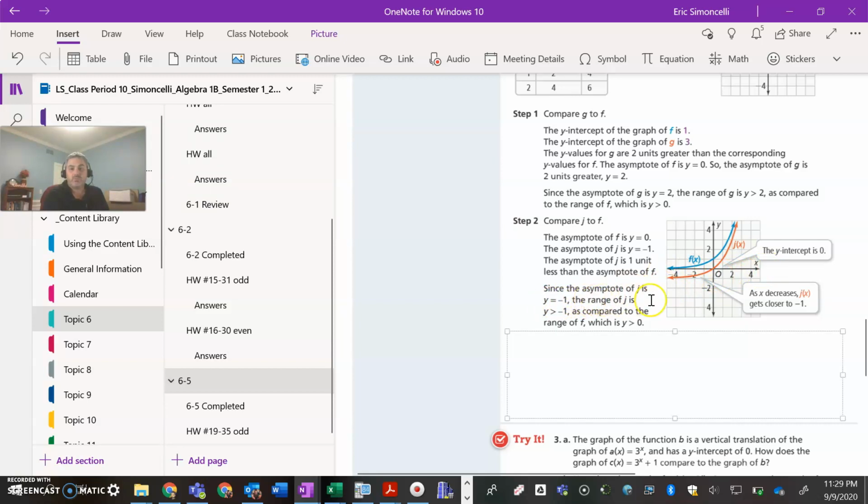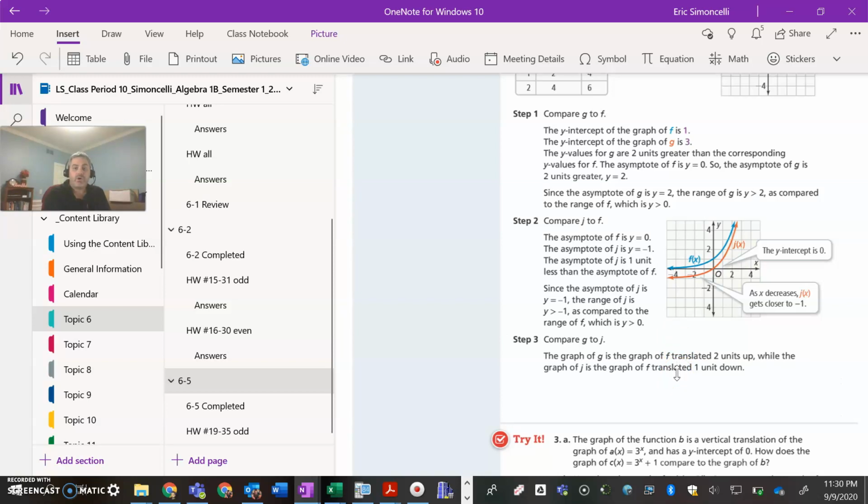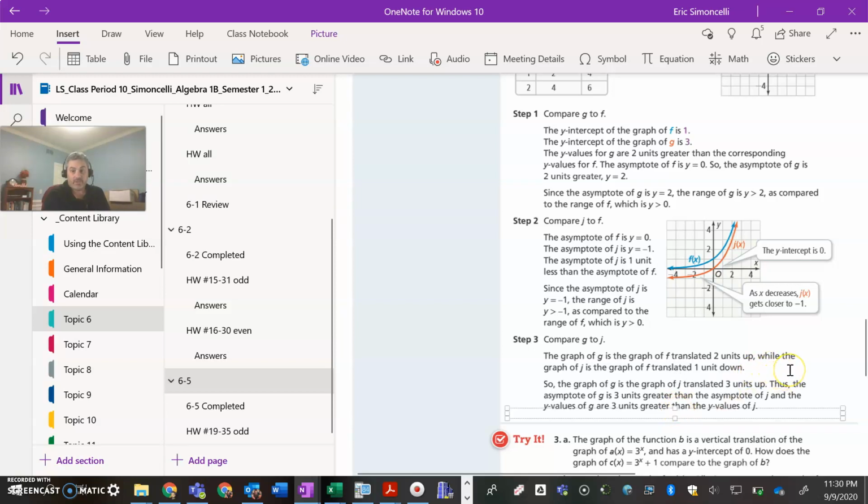Since the asymptote of j is y equals negative 1, the range of j is y greater than negative 1. So all the y values are above that particular horizontal asymptote, as compared to the range of f, which was y greater than 0. Step 3, compare g to j. So in step 1 we compared g to f, step 2 j to f. Now how about g to j? The graph of g is the graph of f translated 2 units up, while the graph of j is the graph of f translated 1 unit down. So the graph of g is the graph of j translated 3 units up.